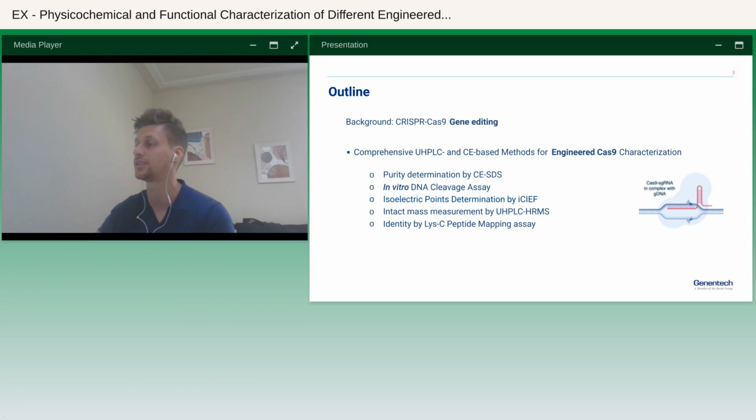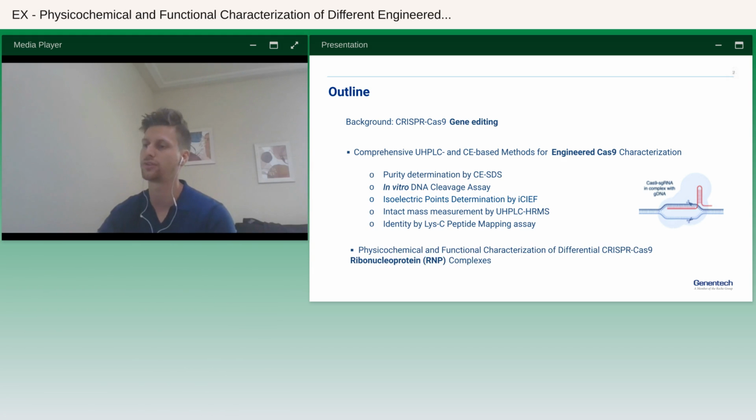Then the first part will be about all the different UHPLC and CE-based methods that we can use to do a full characterization of the Cas9 protein. We will see how we can determine the purity, the biological activity, how we can determine the isoelectric point, and how we can use mass spectrometry to get information about intact mass, or even how we can do peptide mapping on the Cas9 proteins. The second part of this talk will be about physicochemical and functional characterization of RNP complexes.